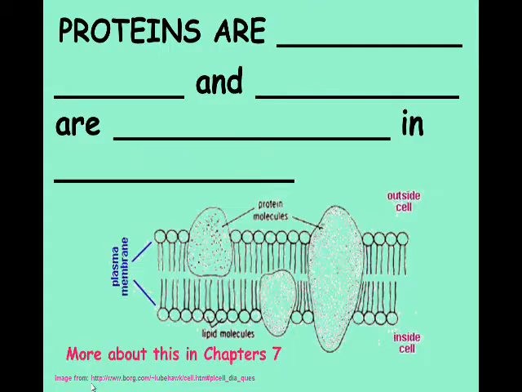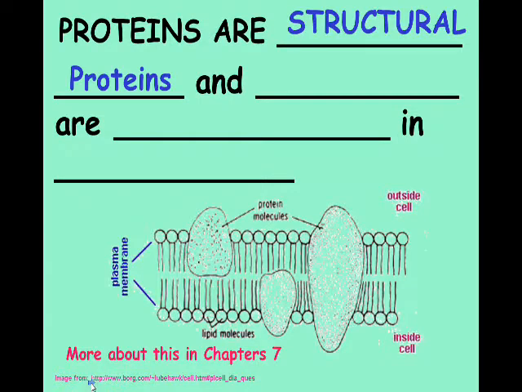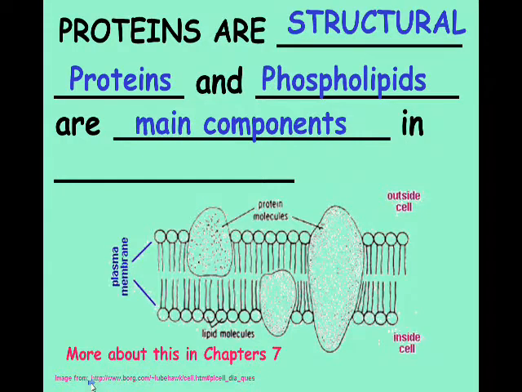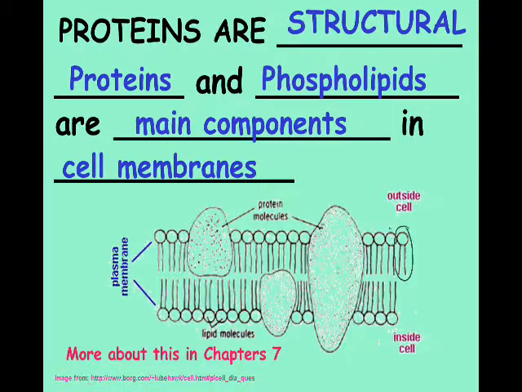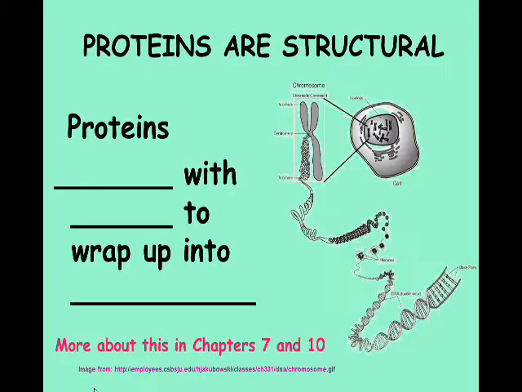Another thing that proteins do is that they can be structural. They're building blocks. Proteins and phospholipids are the main components in building cell membranes. If you look, we talked about phospholipids before, these little molecules with the heads and the tails that hang down. They go together to make a cell membrane, and part of that cell membrane, spaced in between the phospholipids, are proteins. Proteins are important components in building cell membranes. Other things that proteins do.